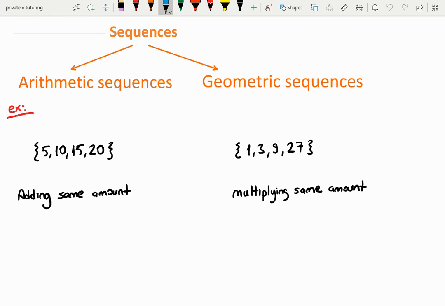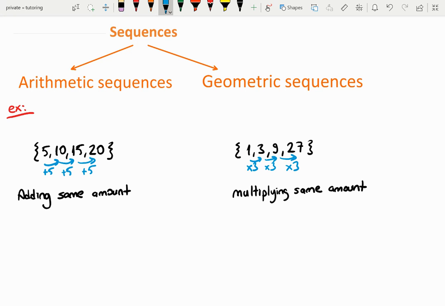In the first example, 5, 10, 15, 20. So this is an arithmetic sequence, because every time we are adding 5 to find the second term or third term. For finding each term, I am adding the same number. But in a geometric sequence, I am multiplying by the same number. Let's say we are multiplying here by 3. Each time I am multiplying by 3.